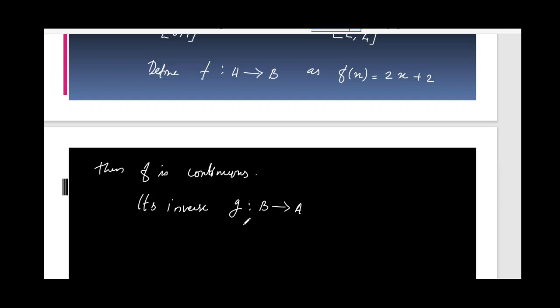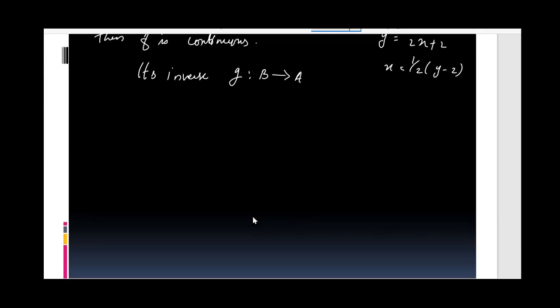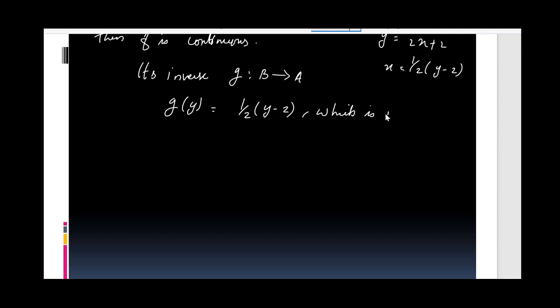What should be its inverse? We can easily find it by substituting y equal to 2x plus 2 and solving for x. We get x equal to 1 by 2 into (y minus 2). Am I right? So g of y is equal to 1 by 2 into (y minus 2). This is also continuous because again it is a polynomial function. Thus f is a homeomorphism.